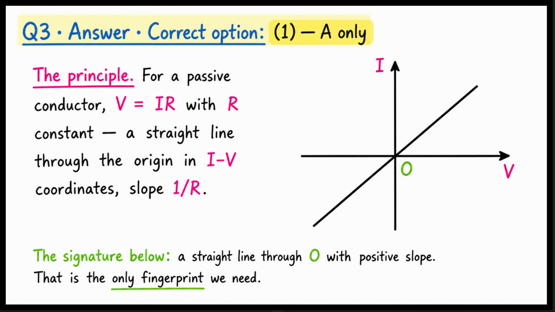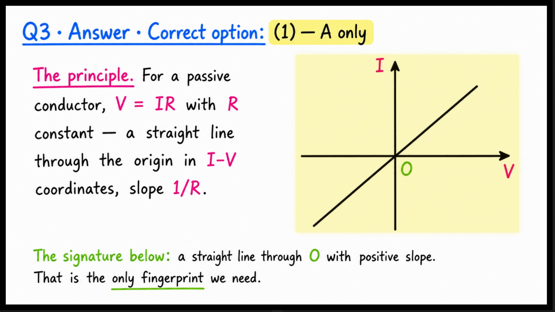The principle in one breath. For a passive conductor, Ohm's law is V equals IR with R a constant. In IV coordinates, that becomes I equals 1/R times V, a straight line through the origin. The intercept has to be 0 because a passive resistor cannot produce current at 0 voltage. So the answer must come from a graph showing both a constant slope and a 0 I-intercept.